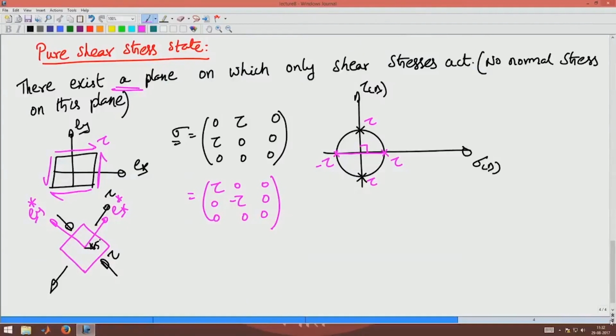So, do not get confused by the word pure shear to mean that there exists no plane in which normal stresses occur. There will be only one such plane, because the principal stresses will always be there, in which plane there will not be any shear stresses. Okay. So, you have to understand that even though we call it a pure shear stress state, it means only one plane in which there will not be any normal stresses and there will be only shear stresses acting on that plane. Okay.